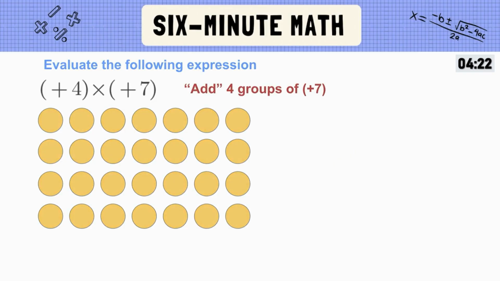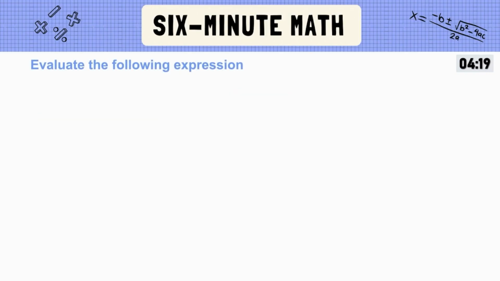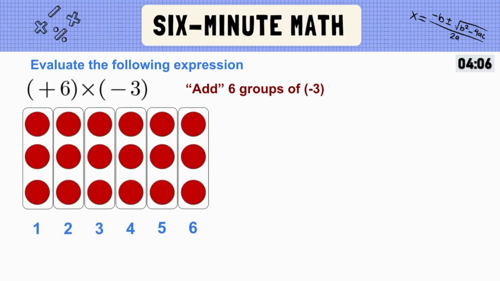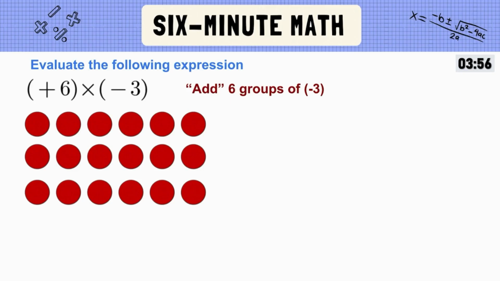Let's look at another example. We have positive 6 times negative 3. So this would be like I was adding 6 groups of negative 3. So let's add those 6 groups of negative 3 chips. We have our groups here in columns. And then if I were to get rid of those groupings, I can just add up the amount of negative chips there, which tells me that positive 6 times negative 3 is equal to negative 18 chips.